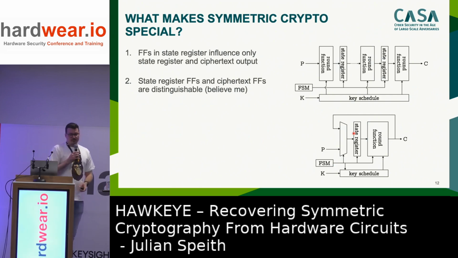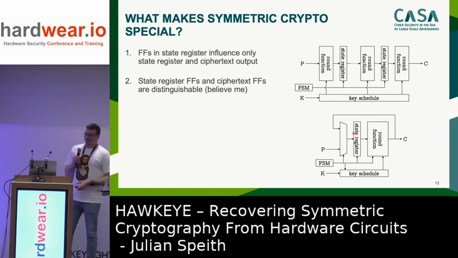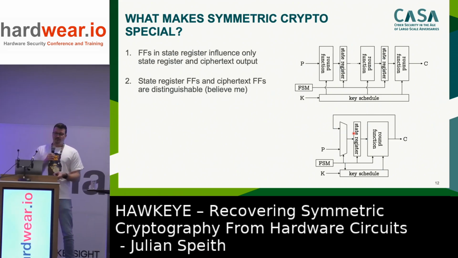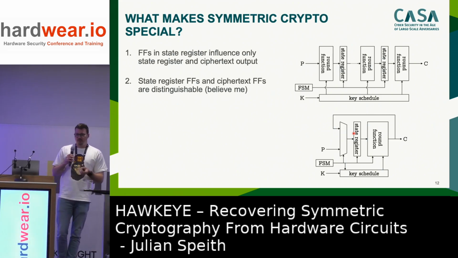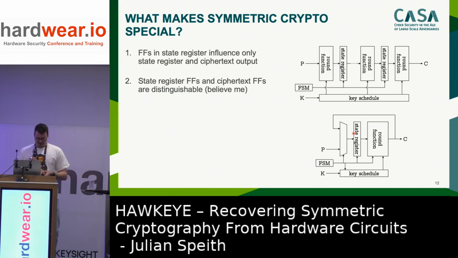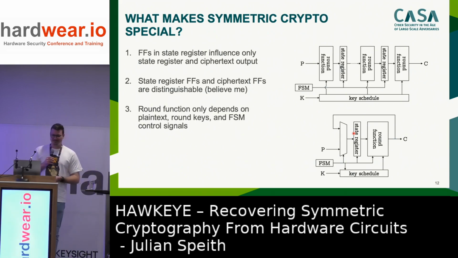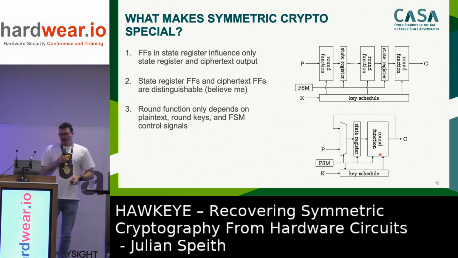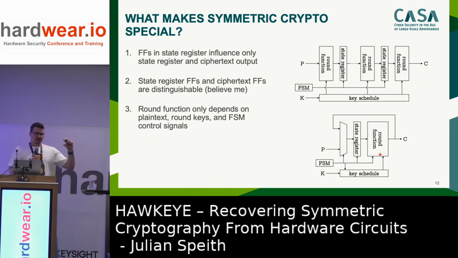The second property that we want to abuse is that the state register flip-flops and the ciphertext flip-flops are distinguishable. You have to believe this, I won't show the details here. You can read the paper if you like. And then the round function only depends on plaintext, round keys, and state machine signals. As you can see here, the state machine would, for example, control the slight difference you have in the last round of AES. And you have a very limited set of inputs, and a limited number of options for where the state is flowing to.